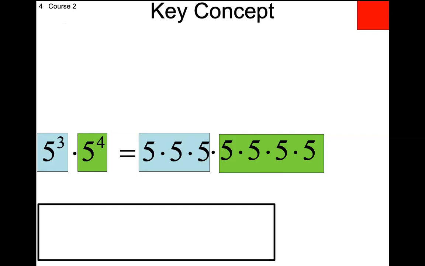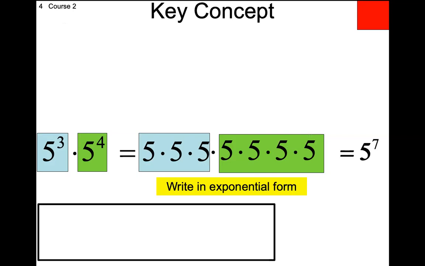So this is 5 in expanded form. So what could I write? I could write 5 to the 7th if I wrote it in exponential form. Here's the answer. Are you with me? Here's the beginning. Tell me what you notice. Here's the start. Here's the finish. Tell me what you notice.